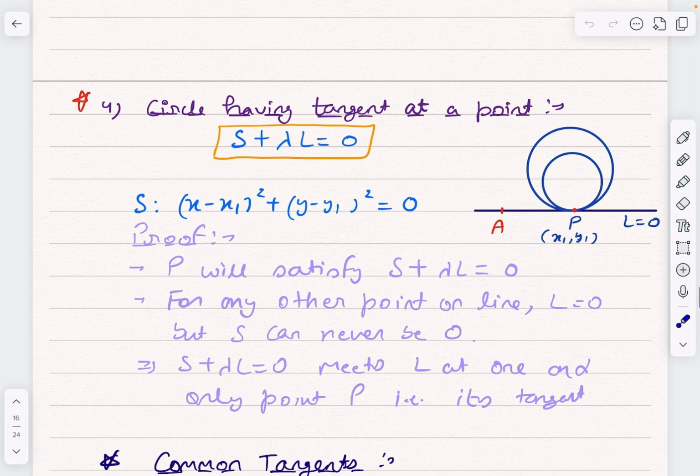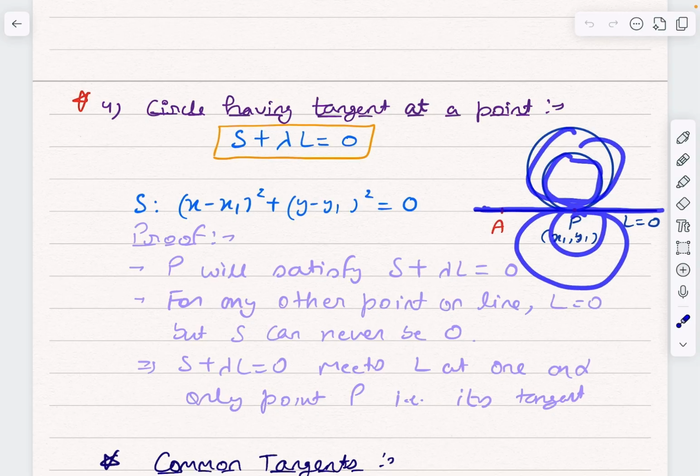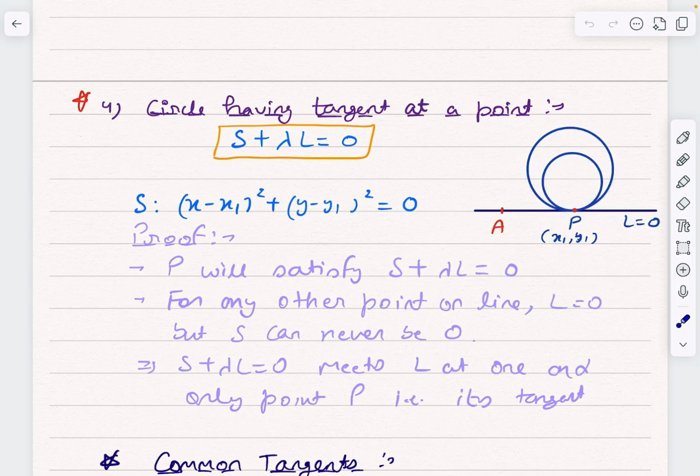Next one, guys. Now this is the most important of them, circle having tangent at a point. Now, the family of those circles for which at a particular point a tangent equation is given. Or you can say those circles which are touching a given line at a given point. Here, at point P, a circle is touching this line L. We have to find the circles. You can see there are infinite circles like this, up or down.